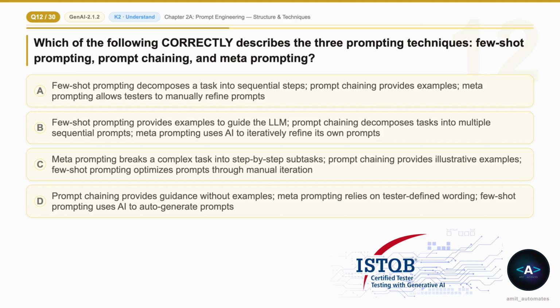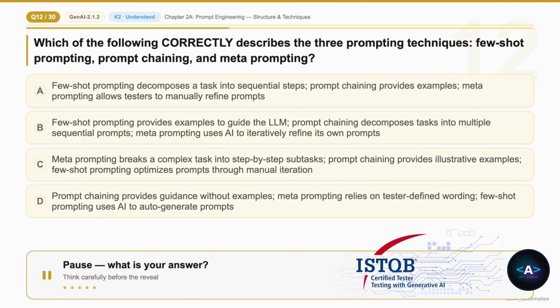C. Meta-prompting breaks a complex task into step-by-step subtasks, prompt chaining provides illustrative examples, few-shot prompting optimizes prompts through manual iteration. D. Prompt chaining provides guidance without examples, meta-prompting relies on tester-defined wording, few-shot prompting uses AI to auto-generate prompts. Take a moment. What is your answer?